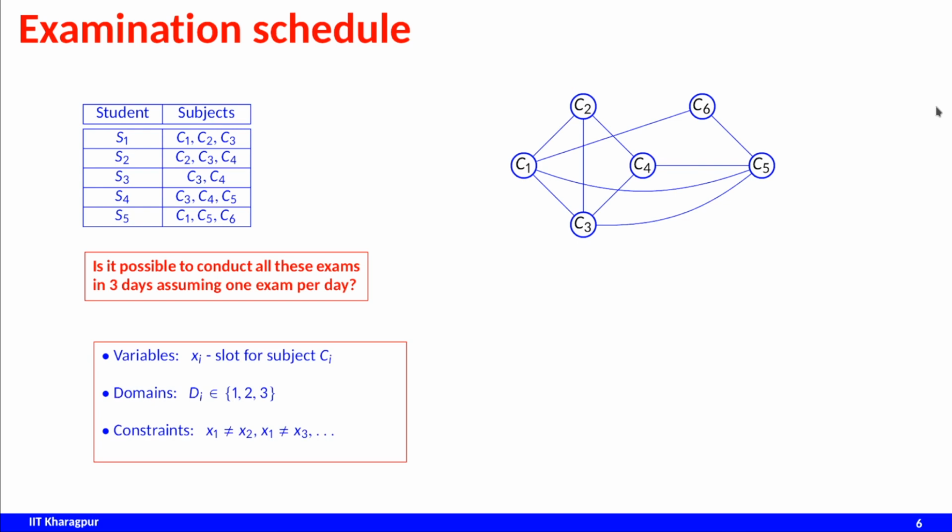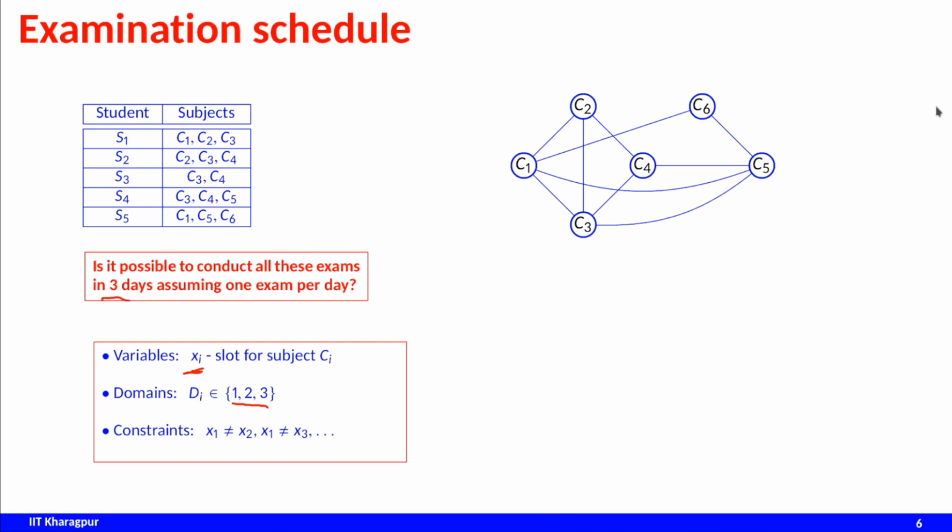Now the thing is how to model this problem as a CSP. What we need to do is define the set of variables, which is x1. For every subject I need to assign a day. So we say that subject ci is being allocated in slot xi. For every xi the domain can be 1, 2, 3, because I have only 3 days to schedule.